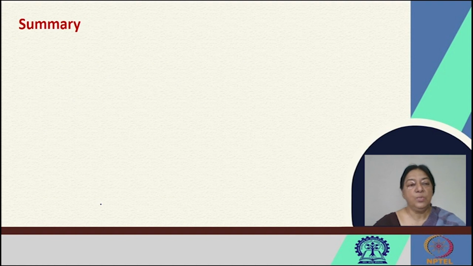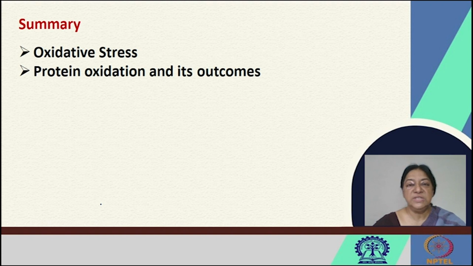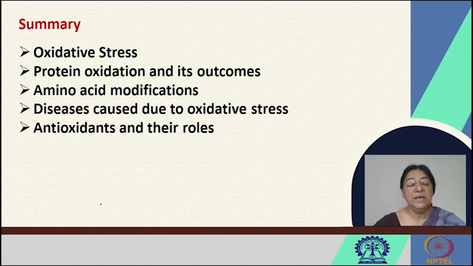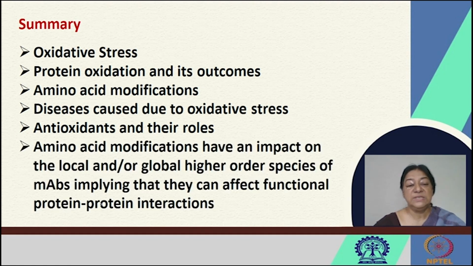So, in summary, what we looked at was oxidative stress in proteins. We understood that there were specific possibilities for damage due to oxidative stress in terms of backbone modification and specific amino acid modifications that could also be used as biomarkers to understand the extent of oxidative stress, the protein oxidation and its specific outcomes, and how we have specific diseases due to these amino acid modifications, and the role of antioxidants in combating any oxidative stress that may occur. And the amino acid modifications we learned have an impact on the local and or global higher order structure of the monoclonal antibodies, and this is important because it means that they can affect functional protein-protein interactions.